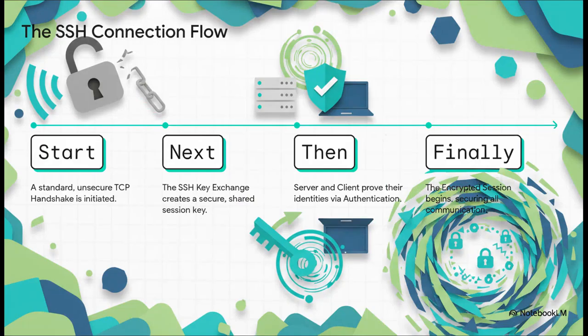So if we just zoom out and look at the big picture again, you can see this really clear, logical flow. It starts with a basic, insecure TCP connection. Then, layer by layer, SSH builds up security. First, it creates a secret key. Then, it verifies everyone's identities. And only then, once everything is locked down, does it open the channel for the actual encrypted session.